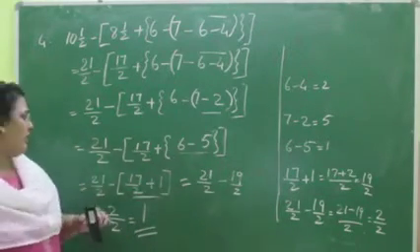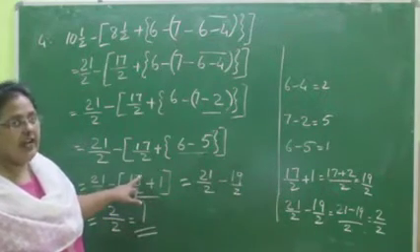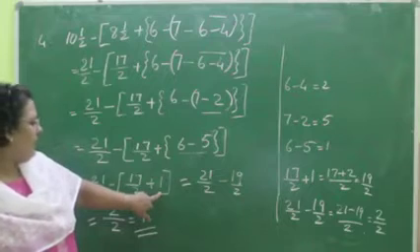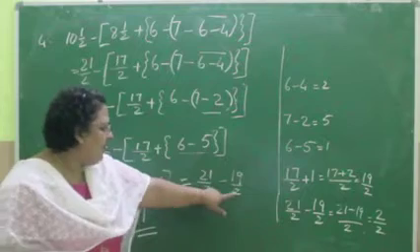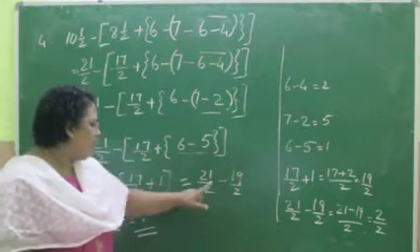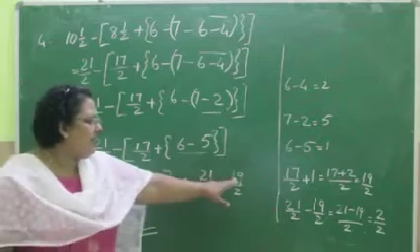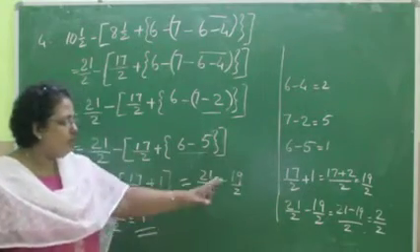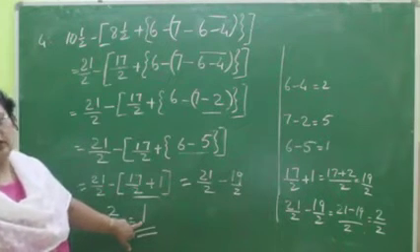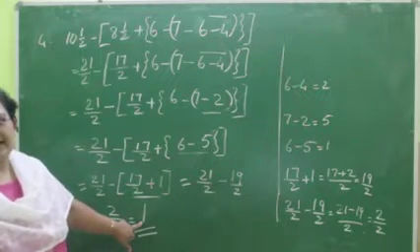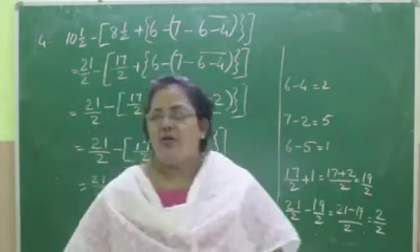Then we did the square bracket. In the square bracket, one is a fraction, the other one is a whole number. So we found the LCM, we got it as 19 by 2. And then subtraction of like fractions, very simple. 21 minus 19, you got it as 2 there. So 2 by 2. 2 by 2 is equal to 1. Is it clear? Okay.